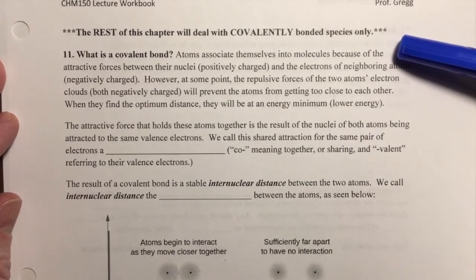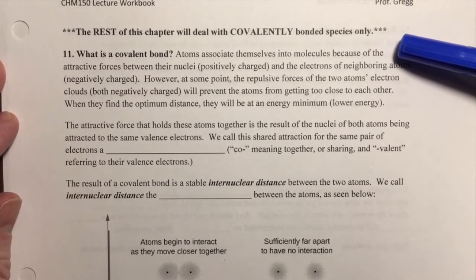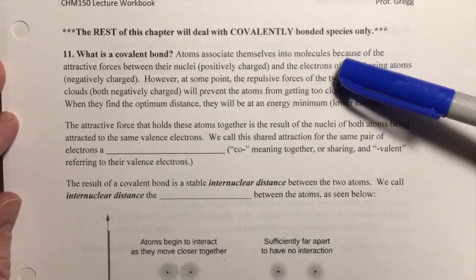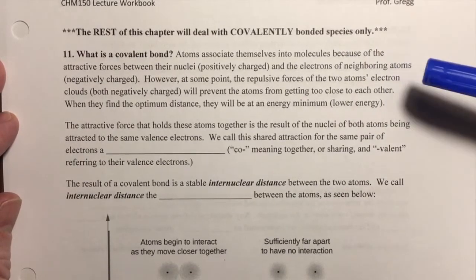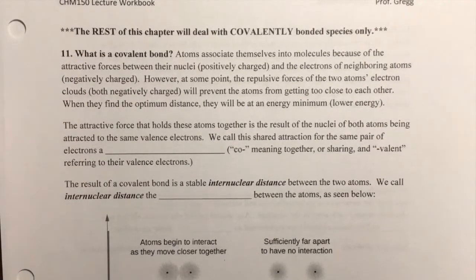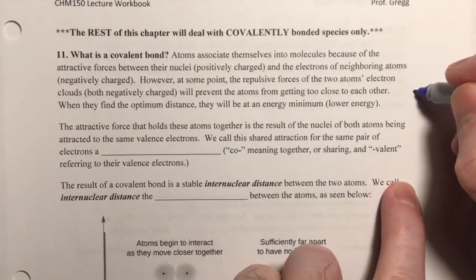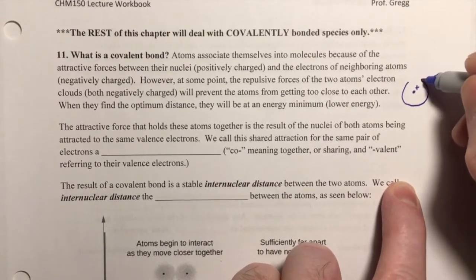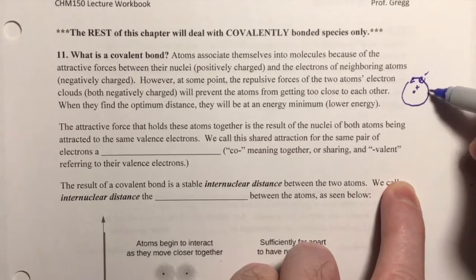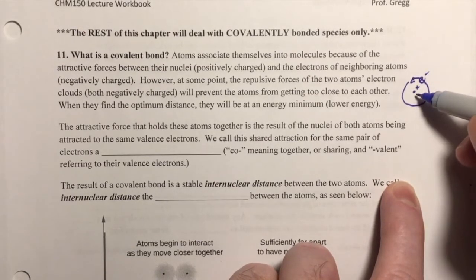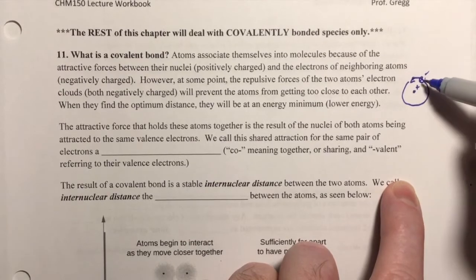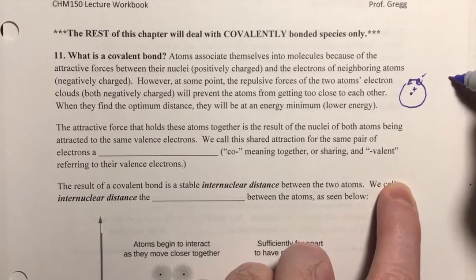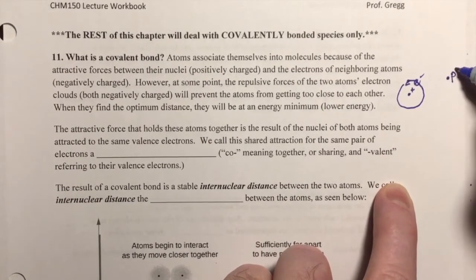Atoms associate themselves into molecules because of the attractive forces between their nuclei, which have positively charged protons in them, and the electrons of neighboring atoms, which are negatively charged. So if I have one nucleus here that has a positive charge in it, and then I have an electron around it, this might be a hydrogen nucleus. So it's got one proton down in the nucleus and then one electron around it.